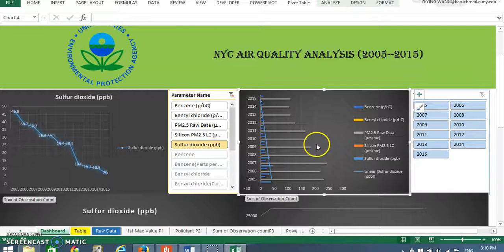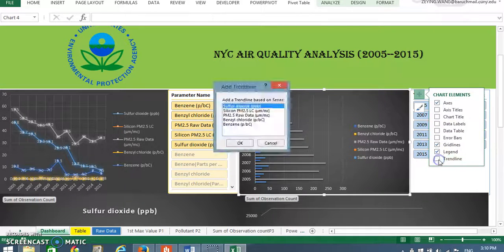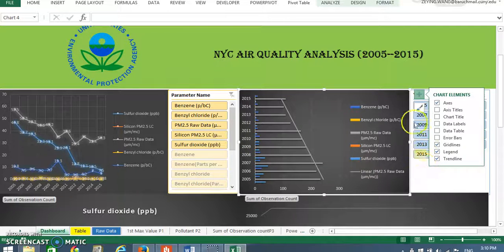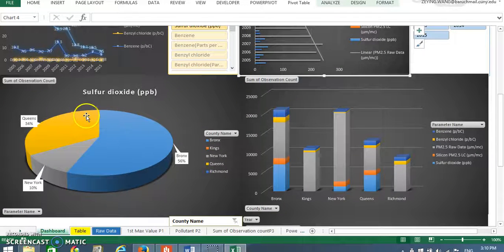The second one is a bar chart. I created it for a close comparison of different amounts of pollutants over the years. We can apply trend lines to see a general tendency of each parameter through 11 years. And the third one is a pie chart, aiming to show the percentage of each pollutant in every county.